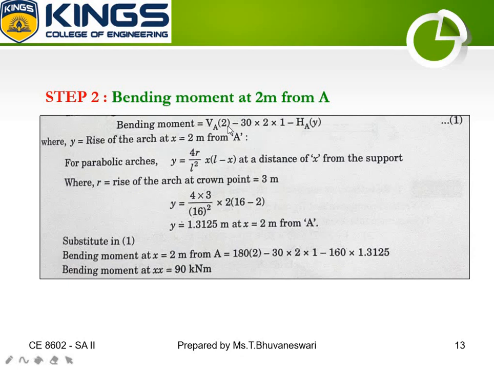So now we have to substitute the value of Y. After substituting the values of VA, HA and Y, we will get the bending moment at 2 meter from the left hand support as 90 kilonewton meter.